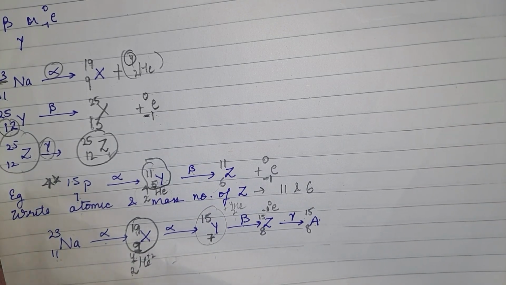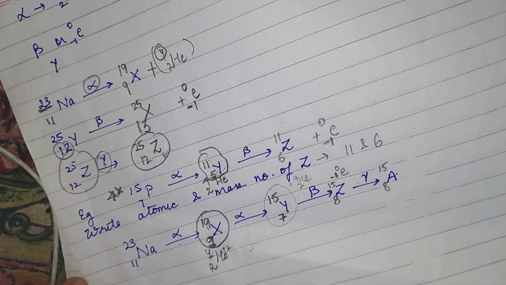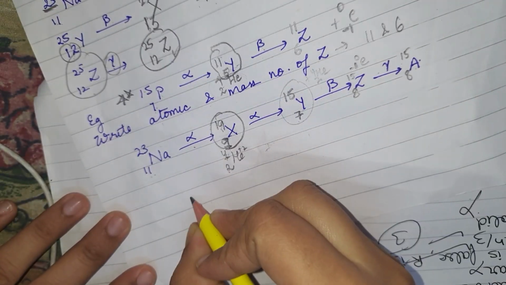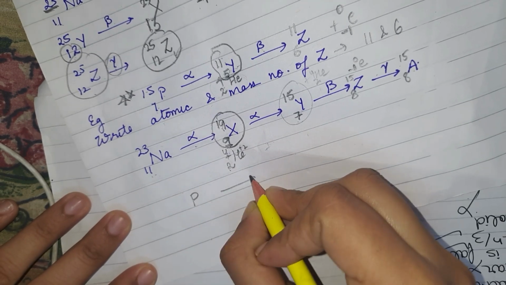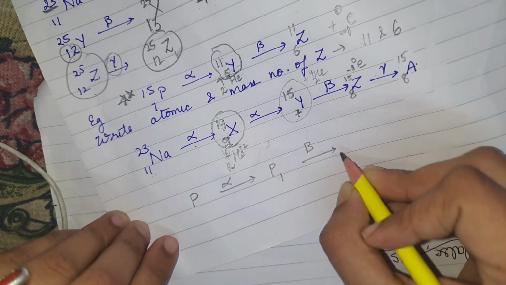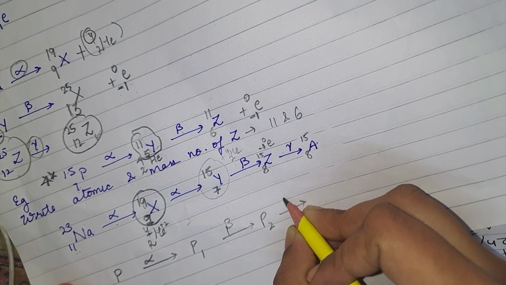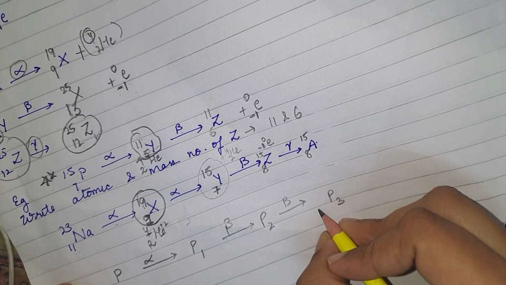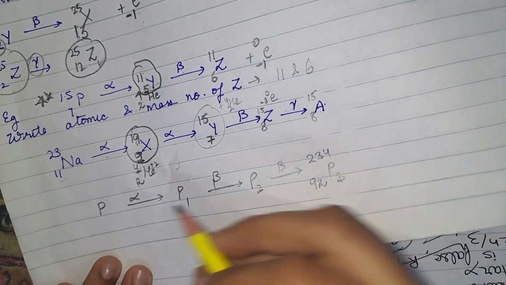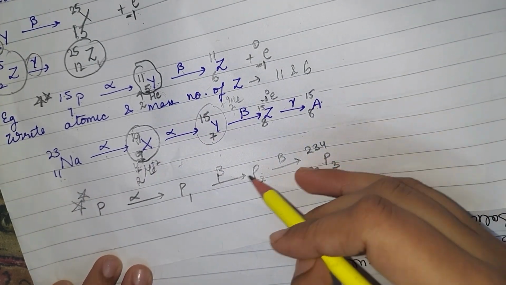Let us try with something which is a little different from here. So let us take this one. Say you have element P and it emits alpha, becomes P1, emits beta, becomes P2, and emits beta again, becomes P3. Say mass and atomic number of P3, that is the final product, is given to you, and this type of question was asked in the board exam, where you have to go in reverse order.